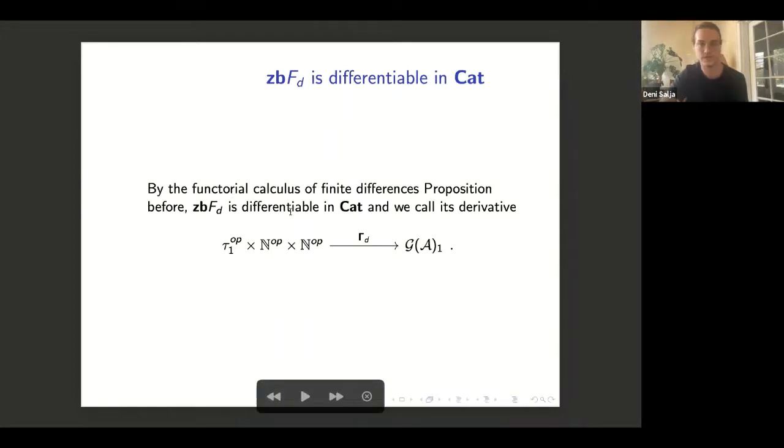So by functorial calculus of finite differences, this thing's differentiable when we view it in Cat. We can view all of these things in Cat. We can call its derivative bold gamma sub D. Here D is just specifying which cycles we're looking at.